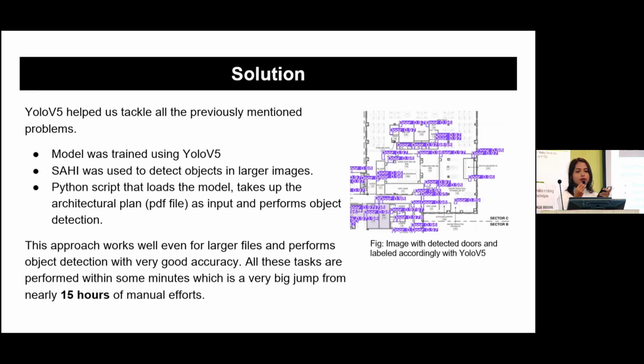So what SAHI was doing was segmenting the images into small images and performing object detection on those small images, and afterwards stitching the image back together. And we were getting the doors and water closets accurately. So yeah, that's all.